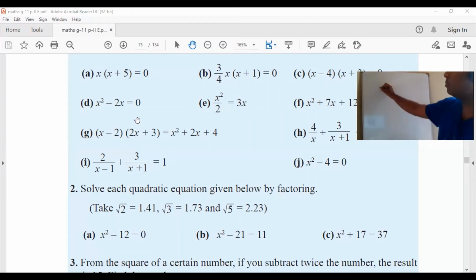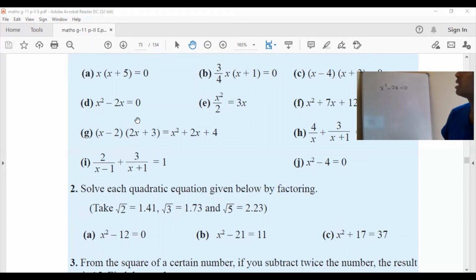x squared minus 2x equals 0. What should we do? This is not factorized. We have to factorize it. So how do you factorize? What is the common factor taken out? This expression does not have three terms. There are only two terms.